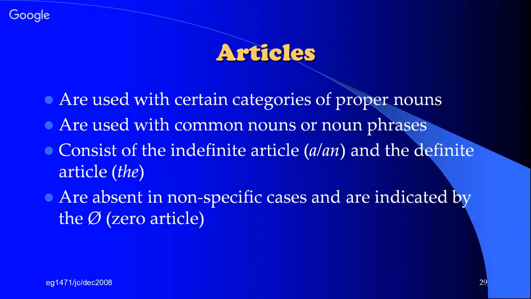Articles are used with certain categories of proper nouns or used with common nouns or noun phrases. Articles consist of the indefinite article and the definite article. Indefinite article A and the definite article is the. And again, we were talking about where A and an are used and where the is used. And I also said that A is used when the word begins with an initial consonant sound, and an is used when the word begins with an initial vowel sound.